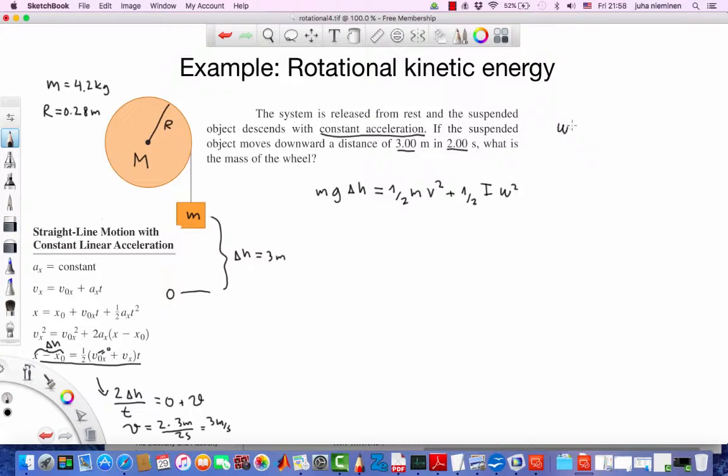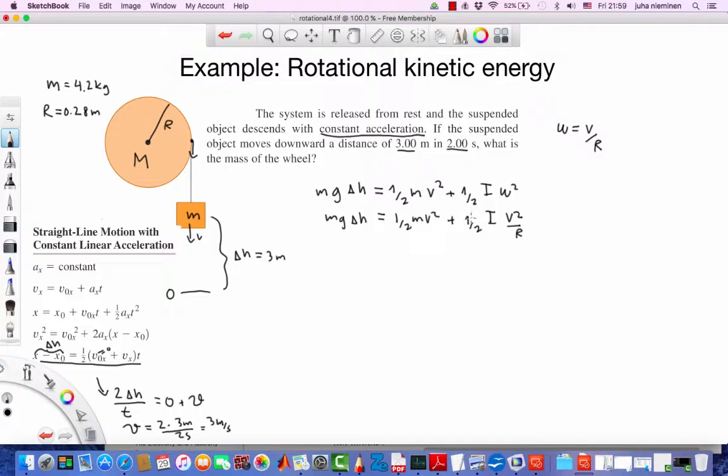And omega is the linear velocity, let's say of one of the points on the wheel, divided by the radius. This linear velocity of this point is of course the same as that of the mass, because they're connected by a tight rope. So what we can do here is write the omega as v over r, and here we still have mg times delta H.